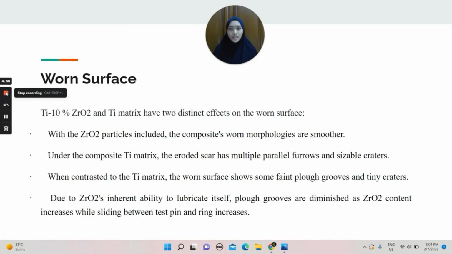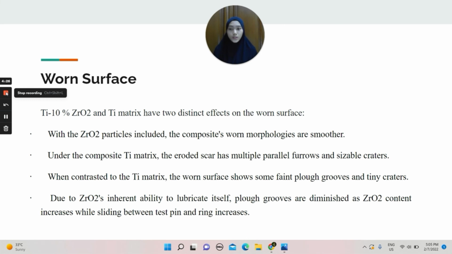Okay, for the worn surface, titanium with 10% zirconium and the titanium matrix have two distinct effects on the worn surface. First, with the zirconium particles included, the composite's worn morphologies are smoother. Second, on the titanium matrix, the eroded scar has multiple parallel furrows and sensible craters. Then, when contrasted to the titanium matrix, the worn surface of the composite shows some faint plough grooves and tiny craters.